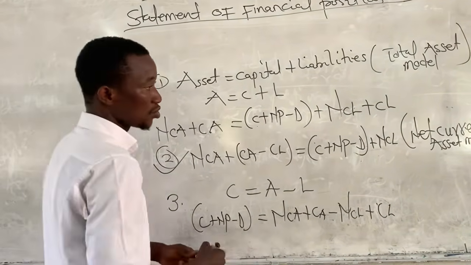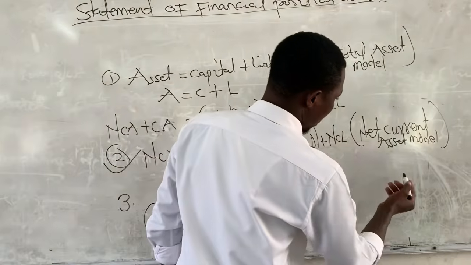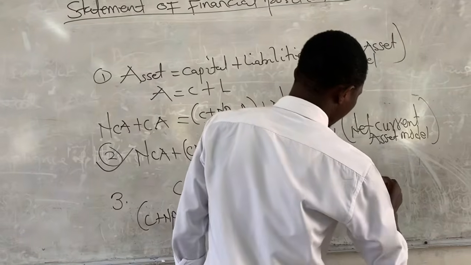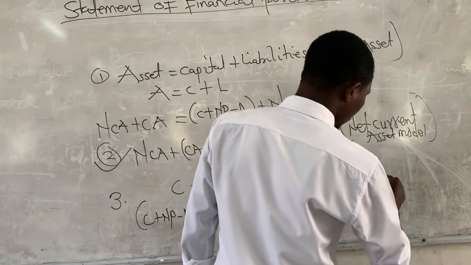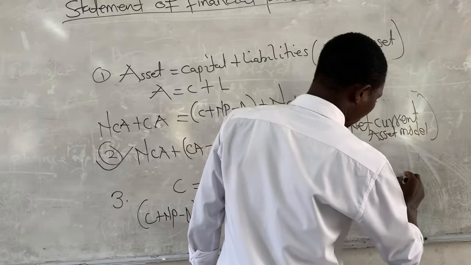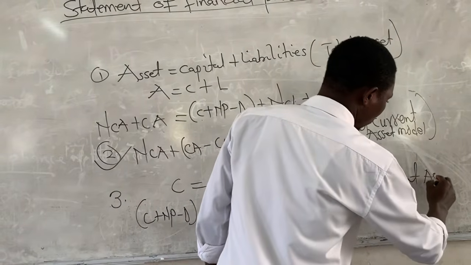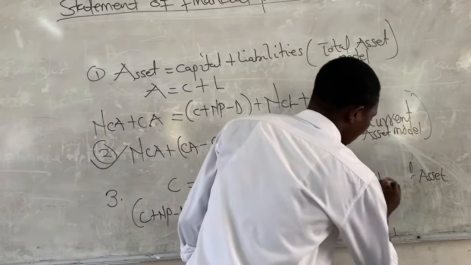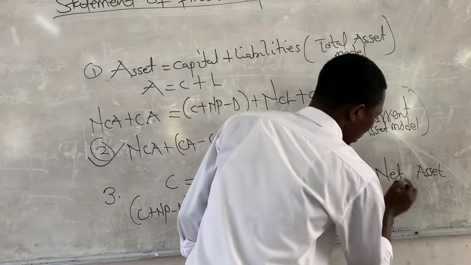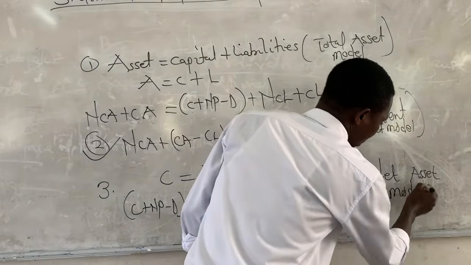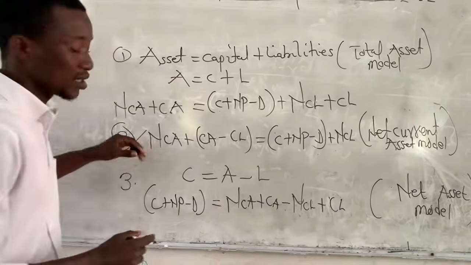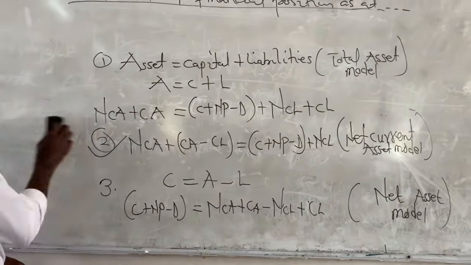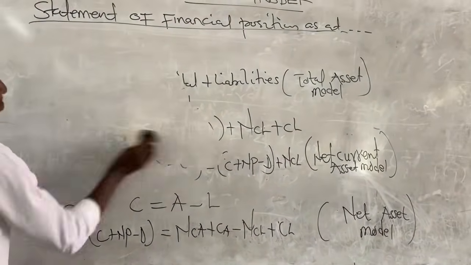And the third model too is the asset model, the total asset model. Net asset model. Sorry, the net asset model. That is the third model. Is that okay? But we will be considering the second model in the preparation. So the second model, so keep it somewhere.